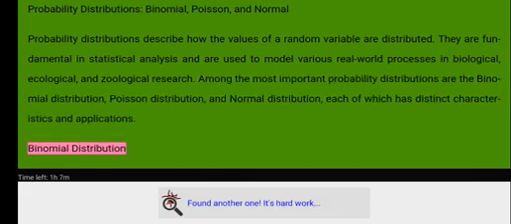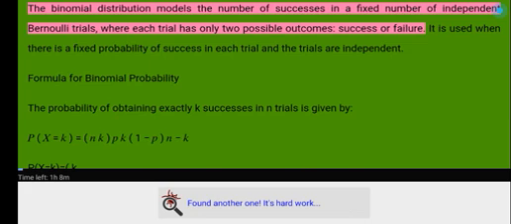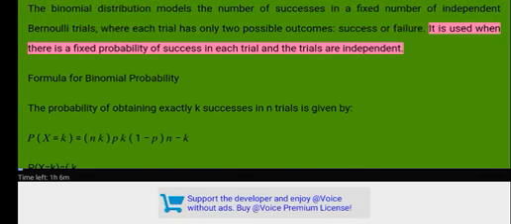characteristics and applications. Binomial distribution. The binomial distribution models the number of successes in a fixed number of independent Bernoulli trials, where each trial has only two possible outcomes, success or failure. It is used when there is a fixed probability of success in each trial and the trials are independent.